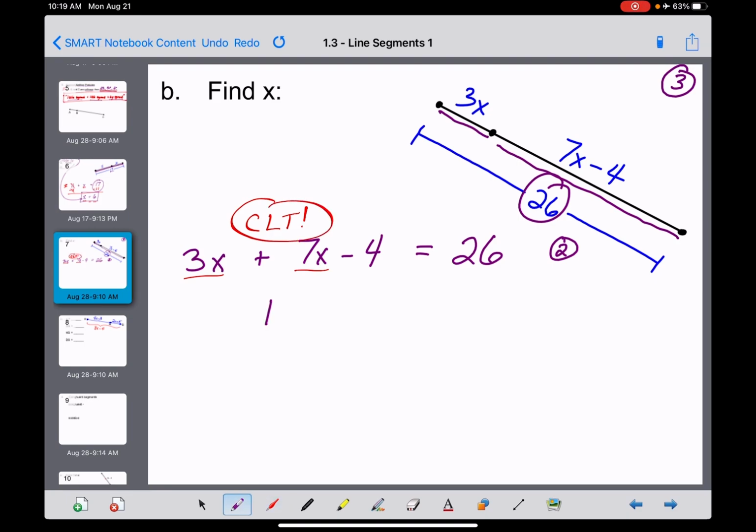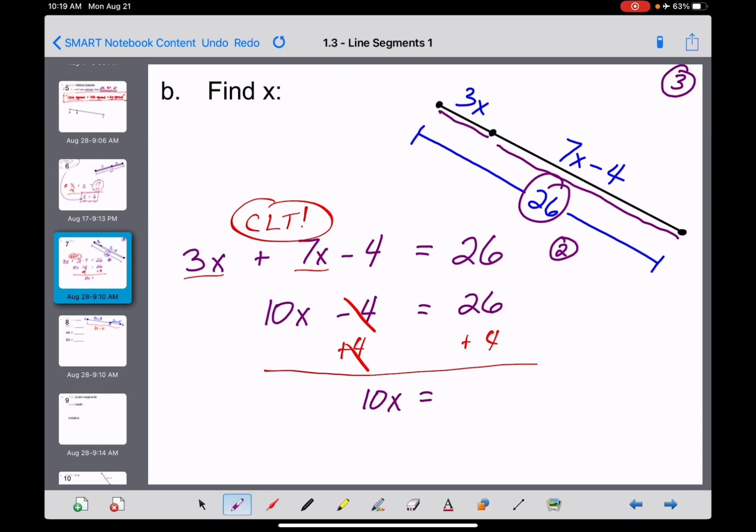3x and 7x combine because they're on the same side to make a 10x. Everything else stays exactly the same. Minus 4 equals 26. Now there's no more like terms to combine, so now we start moving things around. How do we get rid of a minus 4? We add 4, once on the left of the equation and once on the right side of the equation. Those cancel out, and we now have a 10x is equal to 26 plus 4 is going to be 30.